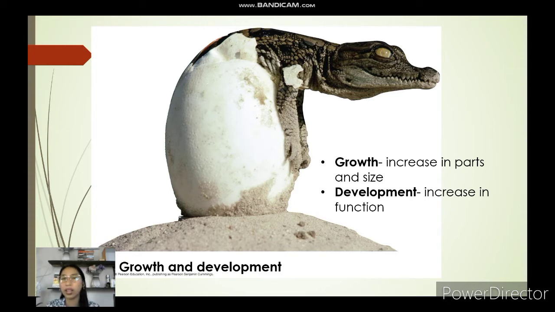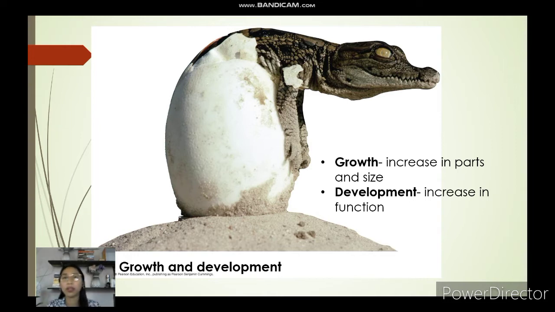Habang gadako ka, naga-increase ang imuhang function sa imuhang mga body parts. Example, ang brain sa baby gamay, 'di ba? Syempre pag mudako ang atong brain, that is growth. But development is habang gadako ka, naga-increase ang function sa imong brain. So naga-increase ang iyang reception to hearing, to seeing, to speaking, and other things like that, no?